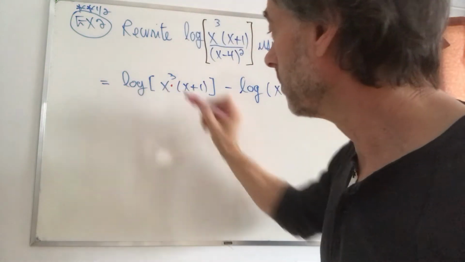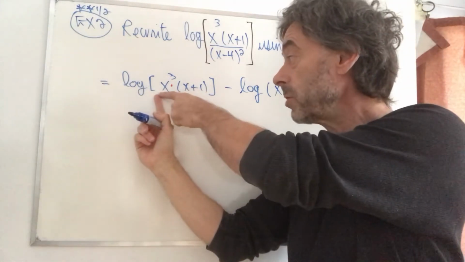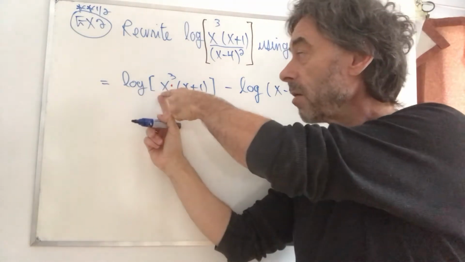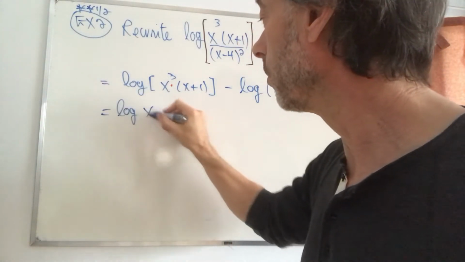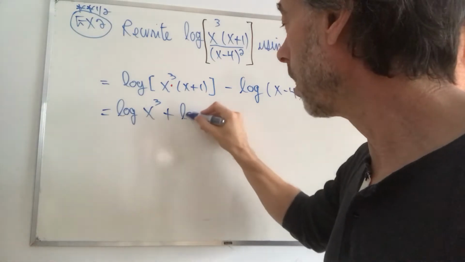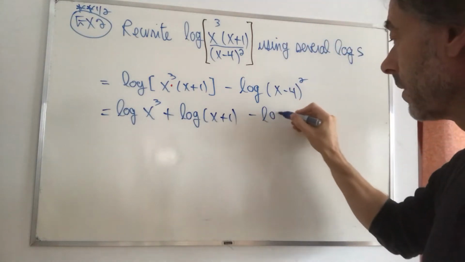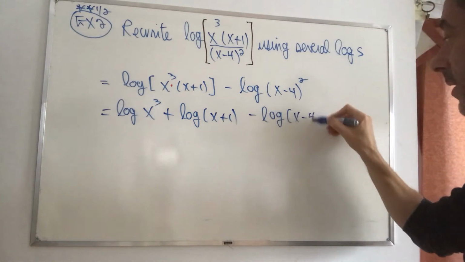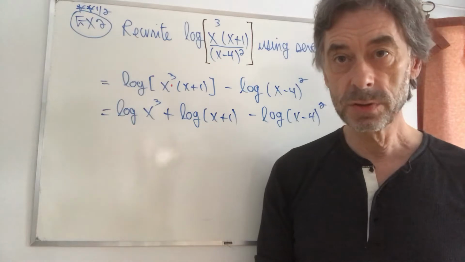Now this is a times. Yes? So this times can turn into property number 1. Log of this time is my u. This time it's my v. Log of u times v is going to be the log of u plus the log of v minus the log of x minus 4 to the 2. Can I do anything else to simplify this?